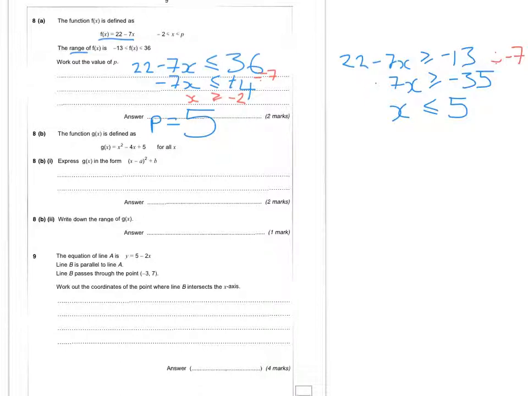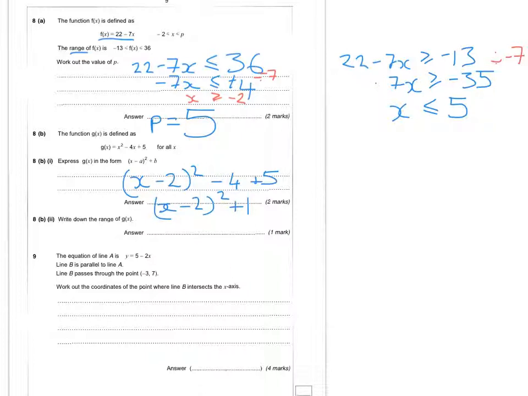The function g of x is defined as g of x equals x squared minus 4x plus 5 for all values of x. Express g of x in the form x minus a squared plus b. So this is complete the square. X minus 2 squared. -2 squared is plus 4, so minus 4 plus 5. So x minus 2 squared plus 1.